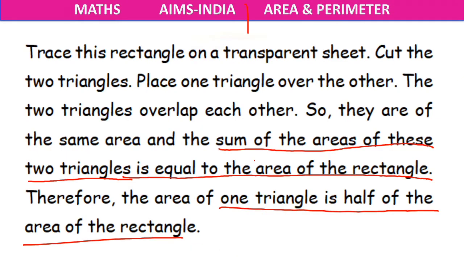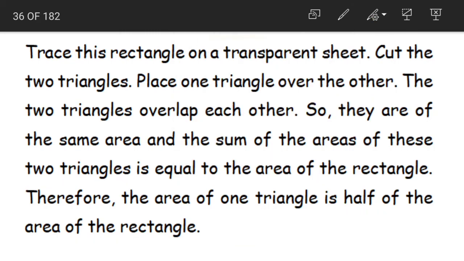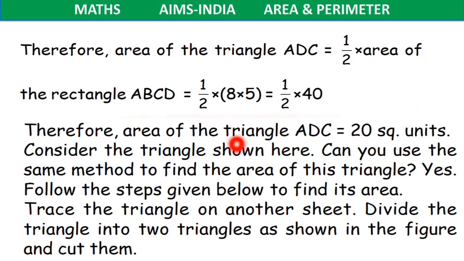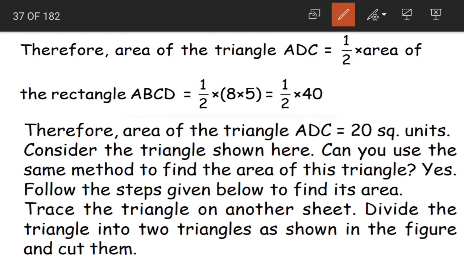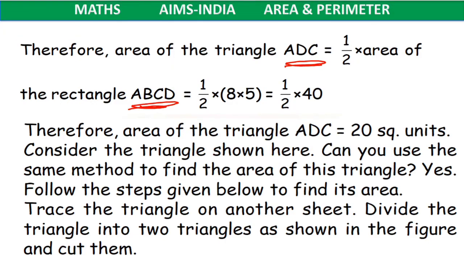So this will be our formula. Now what will it be? Therefore, the area of the triangle is equal to half into the area of the rectangle. Now you might be confused, what is this ADC and ABCD?